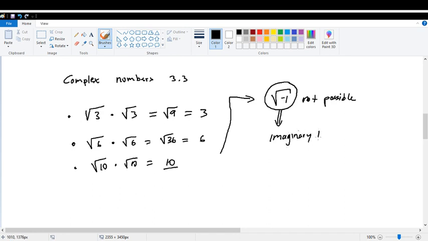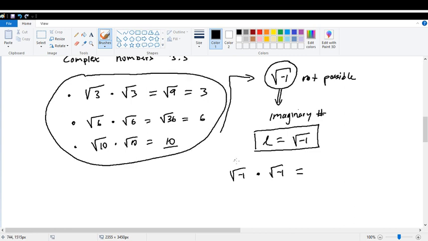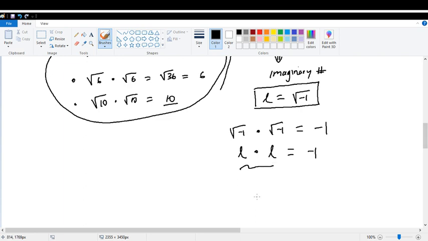All right, so this is an imaginary number, and an imaginary number is defined as i equals the root of -1. What happens when I have, let's say, root of -1 times root of -1? Well, based on this pattern, the root of -1 times the root of -1 is equal to -1. So we have two imaginary numbers. So i times i equals -1. In other words, i squared equals -1.